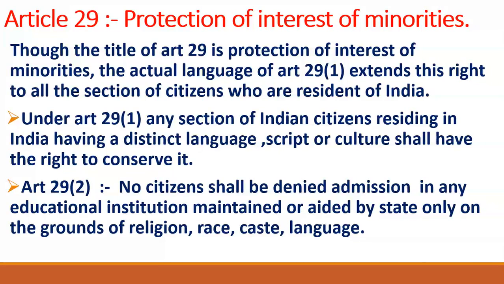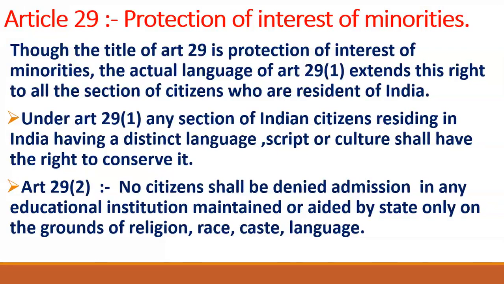So friends, when you read the title of Article 29, you can think that this article only provides protection for the interest of minorities. But when you read the actual language of Article 29 Clause 1, you will come to the conclusion that it actually provides protection to all the sections of citizens who are residents of India. So what is Article 29 Clause 1?